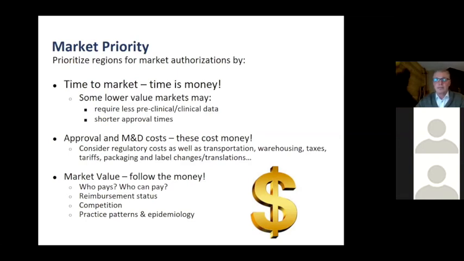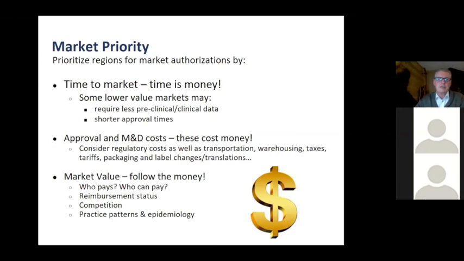You need to be thinking about getting into markets where you can start to generate the cash that you are going to need to be able to support the regulatory requirements, such as clinical trials, that will be required to get you into some of the other perhaps higher paying markets later on down the road.